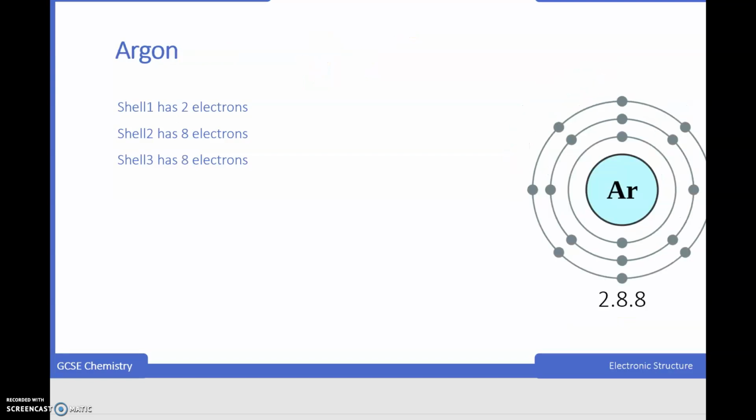And the final one, argon, which belongs to the noble gases, has a full outer shell electronic configuration of 2, 8, 8, which means it's got 18 electrons. 2 plus 8 gives you 10, and another 8 gives you 18.